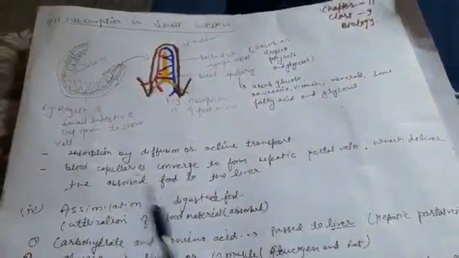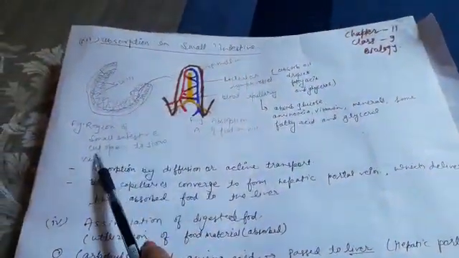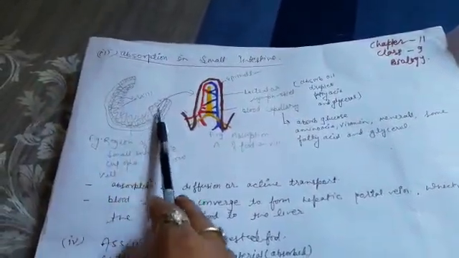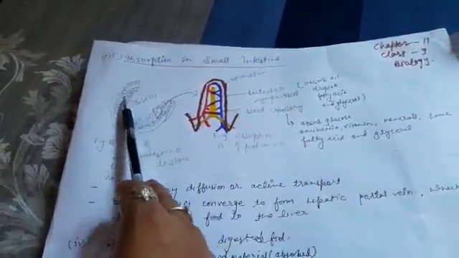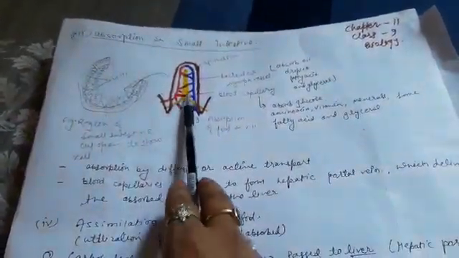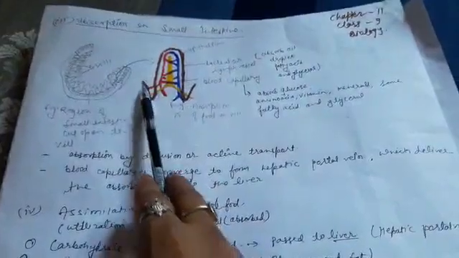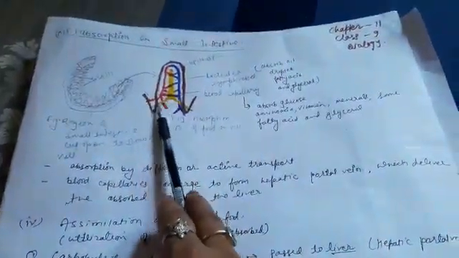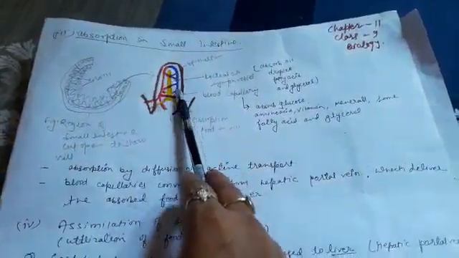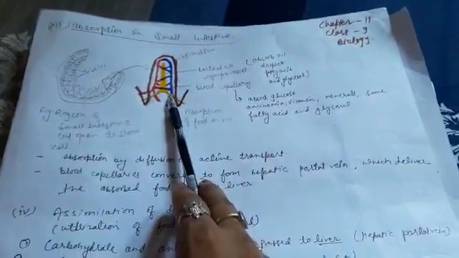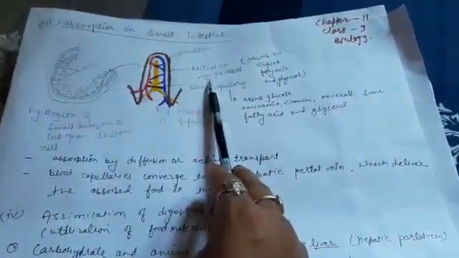So here is the diagram in which a region of the small intestine is cut open to show villi. These hair-like structures are known as villi, which increase the surface area for absorption, and this is a single villus. The uppermost layer is the epithelium. Next to the epithelium are blood capillaries, and there is a lacteal or lymph vessel.